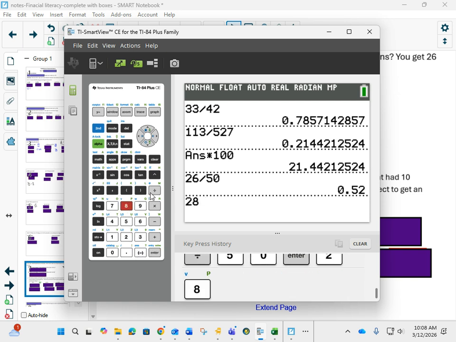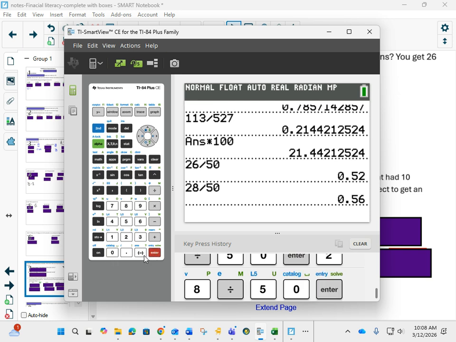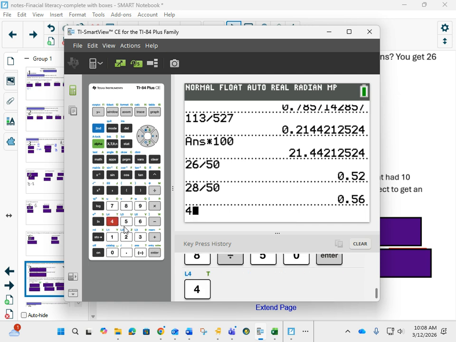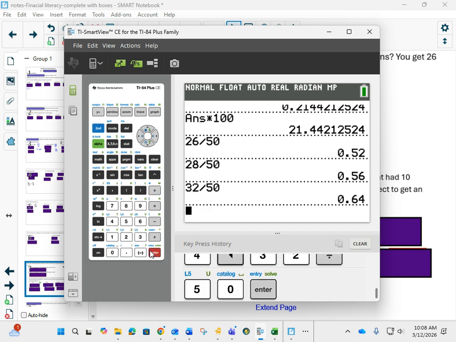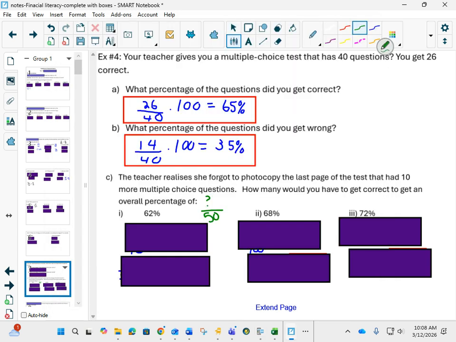28. I like it. Is that enough to get 62? No, that makes 56. 32? Yeah, 32 divided by 50. How close is that? Oh, 64. So it's like 31. This is one way you could do it. We are using some guessing and checking on our calculator to come up with 31.